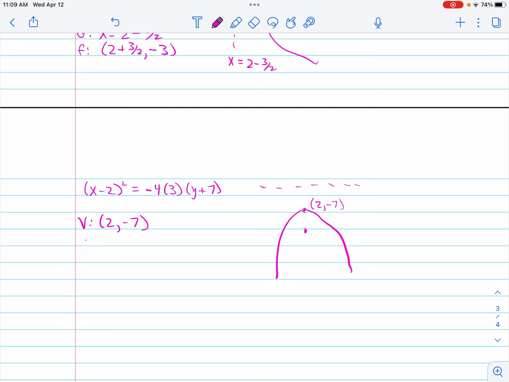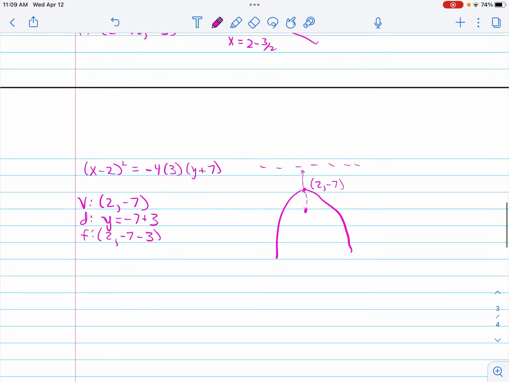So think about how we would get the directrix. We are going to have y equals -7 plus 3. See, because we have to go up from that vertex. The focus, we've got 2, -7 minus 3. See, because we have to go down. Like that. Okay? So we have to be careful.